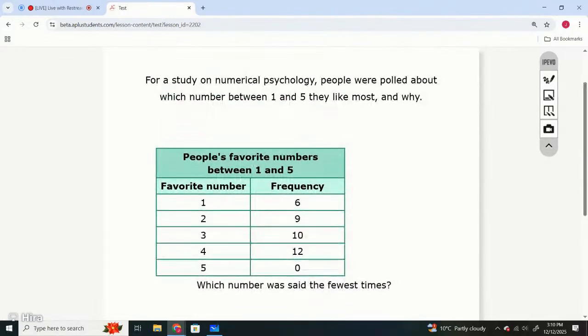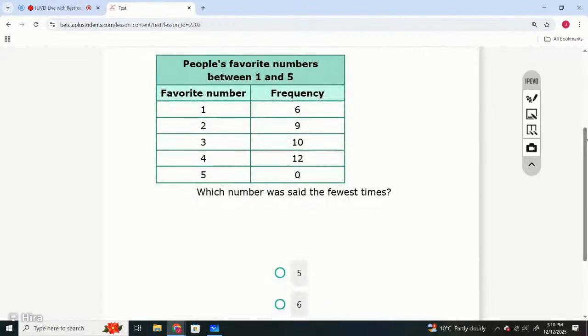For a study on numerical psychology, people were polled about which number between 1 and 5 they like most and why. Which number was said the fewest times? Five is said the fewest times because it was said 0 times, right? No one said the 5. So the correct option is 5.